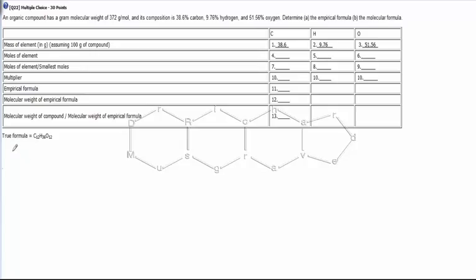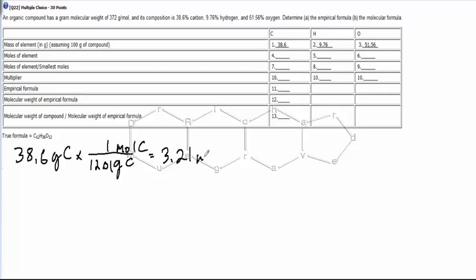So we'll start out with the carbon and try to figure out the number of moles. So it'll be 38.6 grams of C, grams of C on the bottom, moles of C on top. 1 mole is 12.01 grams. And we've got 3.21 moles of C.